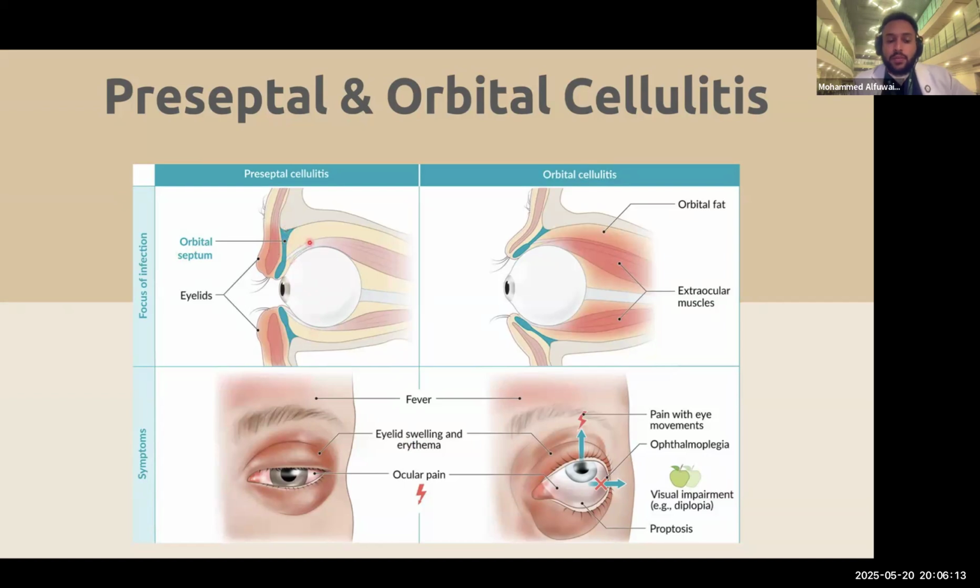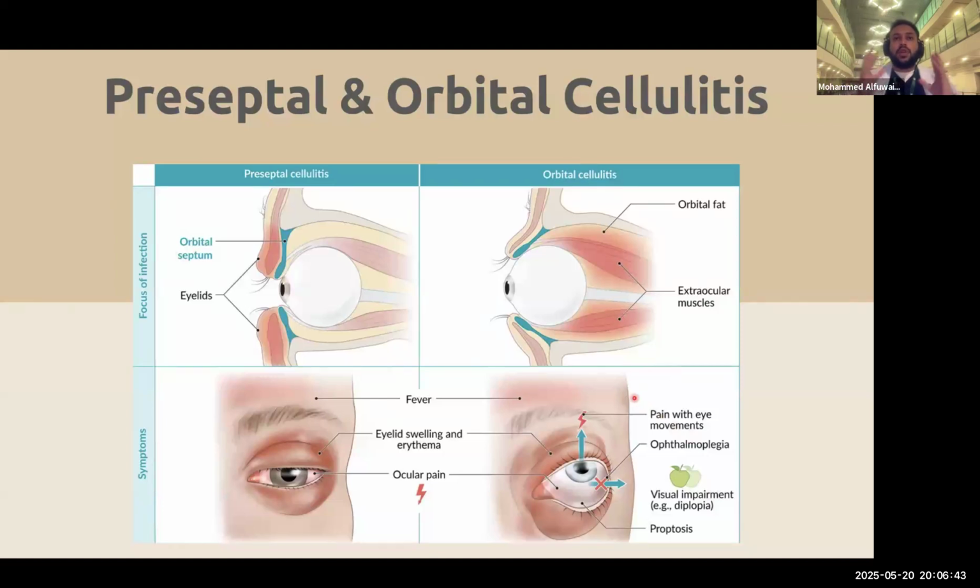If it involves the septum or goes beyond the septum and involves the orbit, what do we have in the orbit? Muscles. This orbit is a closed space. So with any infection that happens here, orbital cellulitis, the pressure builds up. So you'll have ophthalmoplegia. You'll have diplopia, proptosis, because there's pressure increase, so the eye will bulge outwards. Okay? And pain with eye movements.